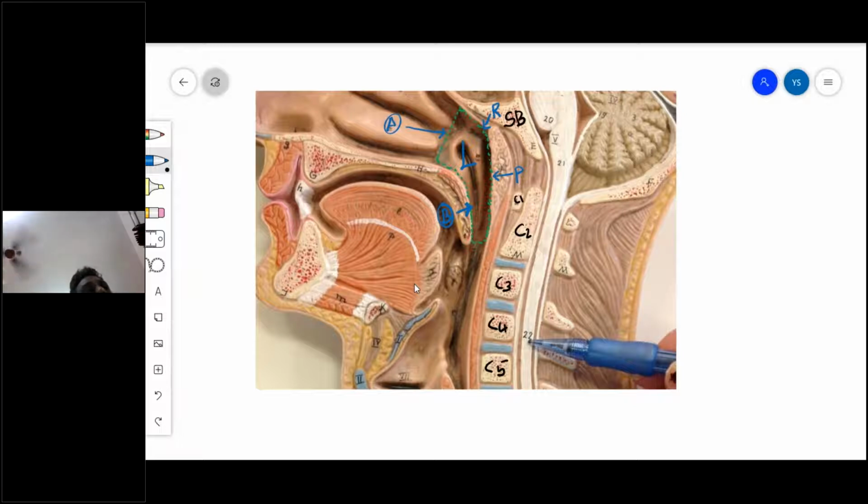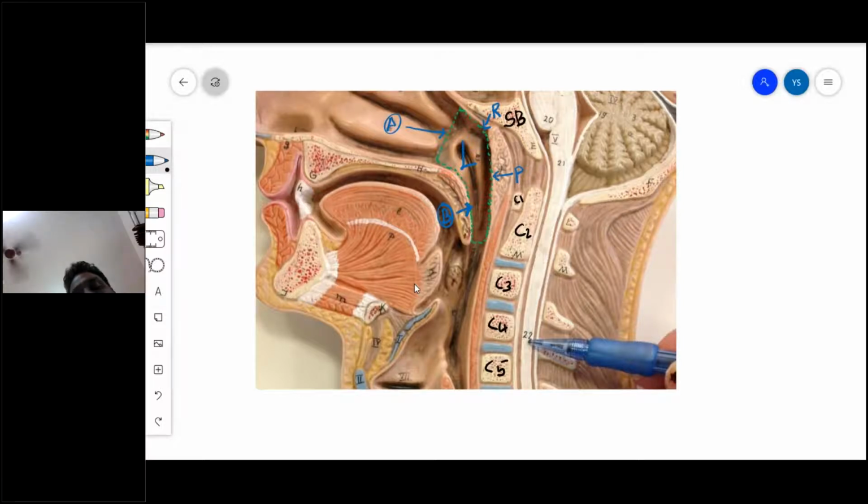Roof and posterior wall both are continuing together to form a sloping surface. So the two together form one sloping surface. Therefore we read them together. Roof and posterior wall are formed by body of sphenoid bone and C1, that is the anterior arch of atlas. Those two together mainly form the roof and posterior wall.